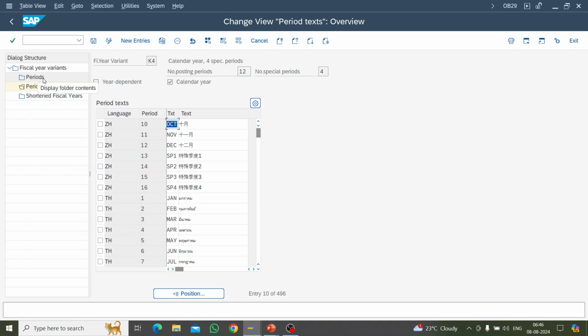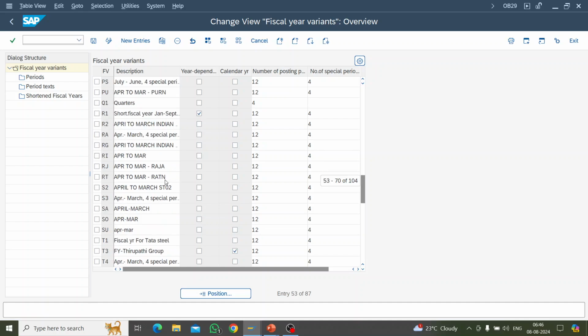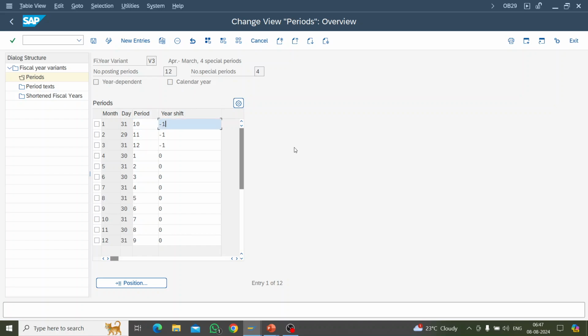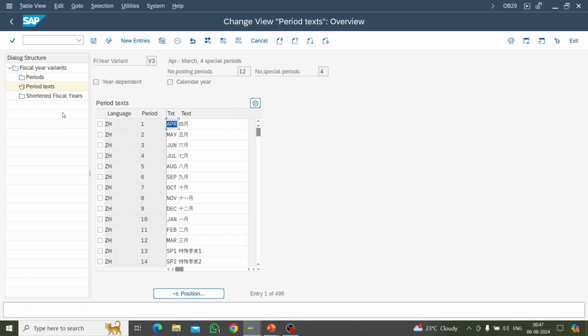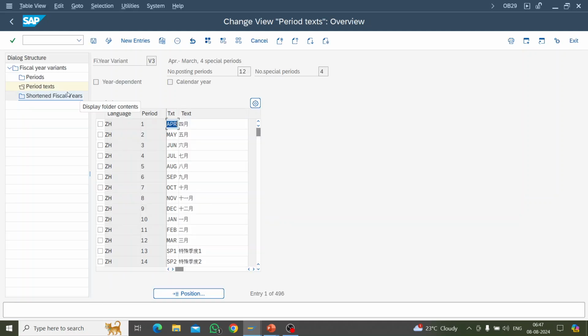Period you will not be able to maintain because that is maintained by the system and you don't need to make any changes. And remember, this is a standard variant, so it will anyway not let you change. Now going back to the V3 which we have to see. So let's go to V3, which is again the standard given by SAP, and here we can see the periods as well. See, all the 12 periods. Then if we want to see the period text, you can see the period text and shortened fiscal year, and as I said, it has to be year dependent, then only it will show you something like that. Okay, let's go back.